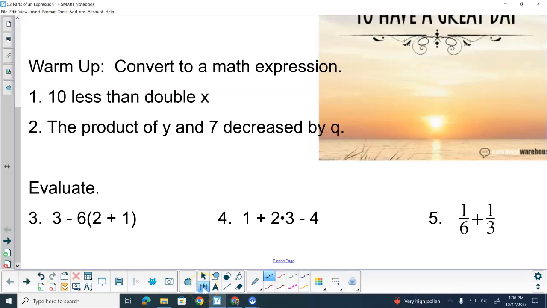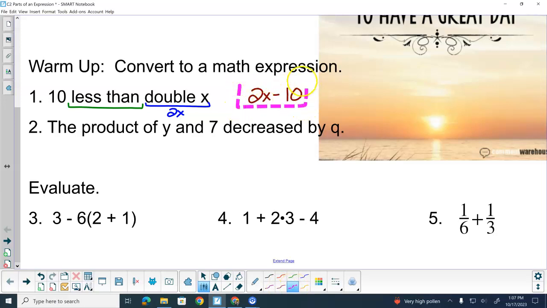The action word that we're looking at in this first one is less than, right? Is that add, subtract, multiply, or divide? That's a subtraction one. We're also looking at double x here. What's double x? 2x. So is this going to be 10 minus 2x, or is this going to be 2x minus 10? It's 2x minus 10, because we want less than the 2x, so 2x minus 10 for that one.